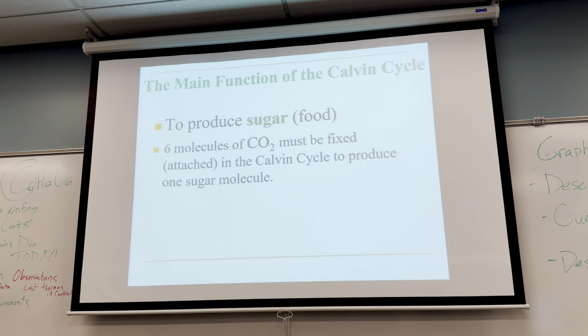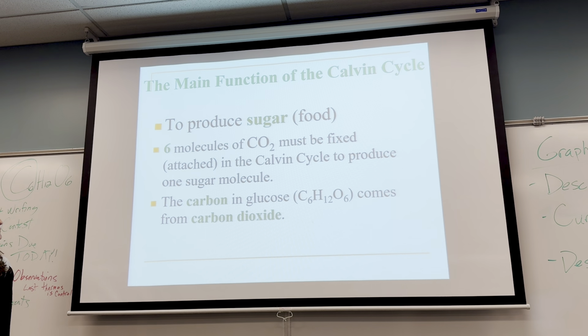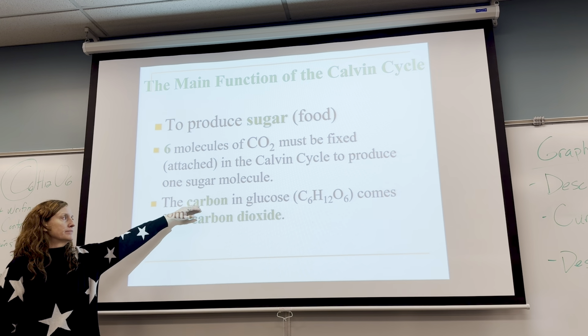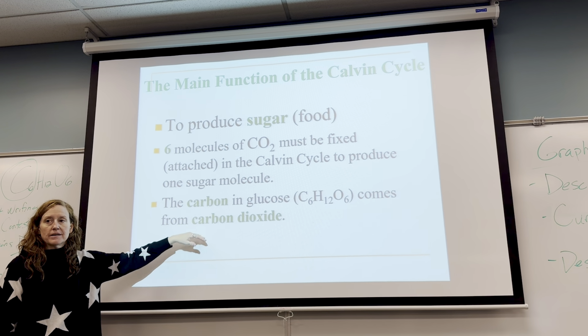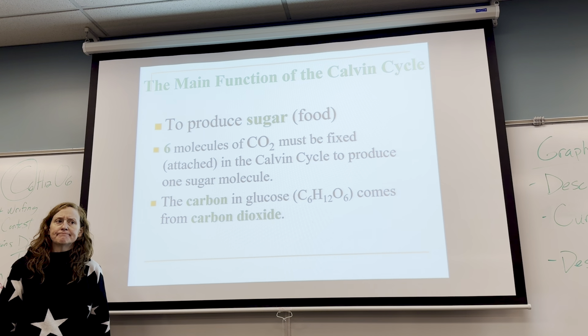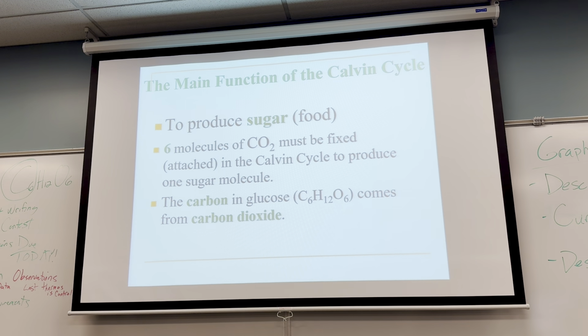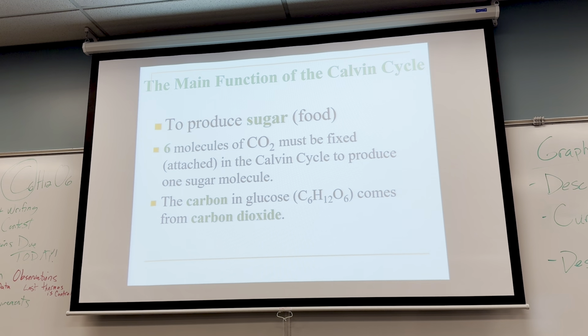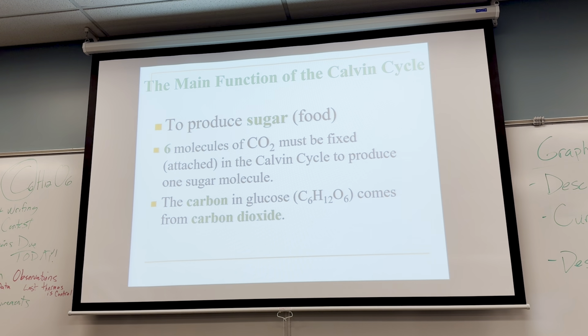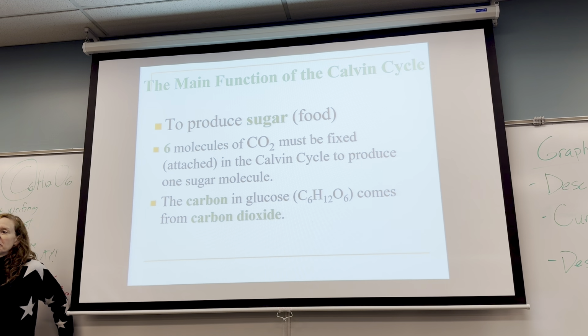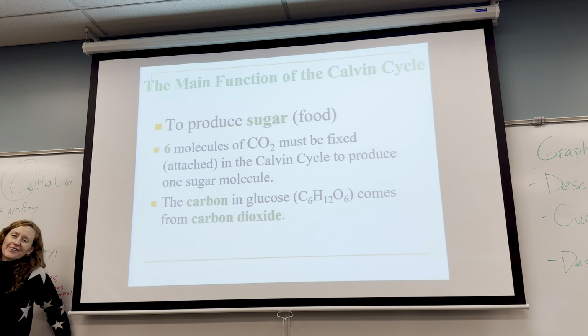You have to have 6 carbon dioxides to make the 6 carbons in glucose. Carbon in glucose comes from carbon dioxide. Did I say that a bunch of times? I think I did. Yeah, that's important to know. So you have a little tiny role in making your own food.